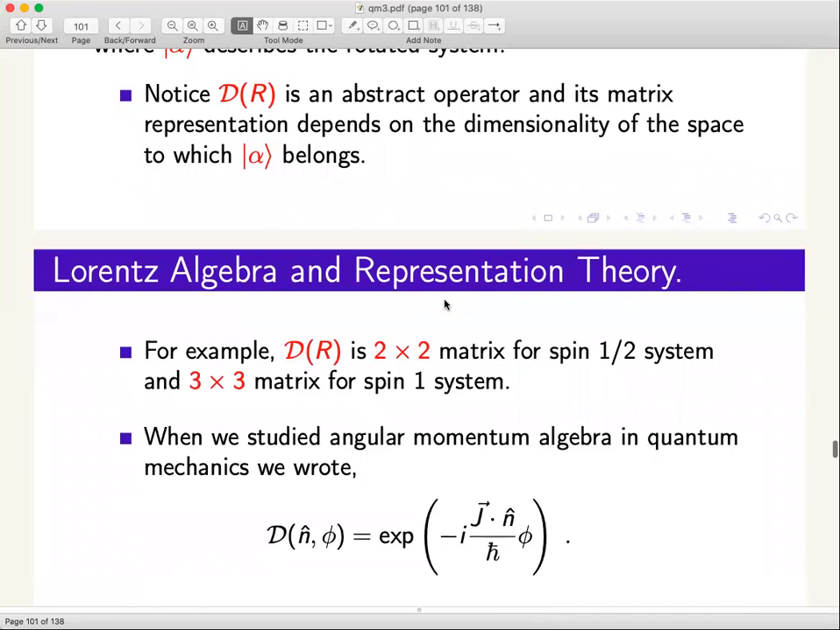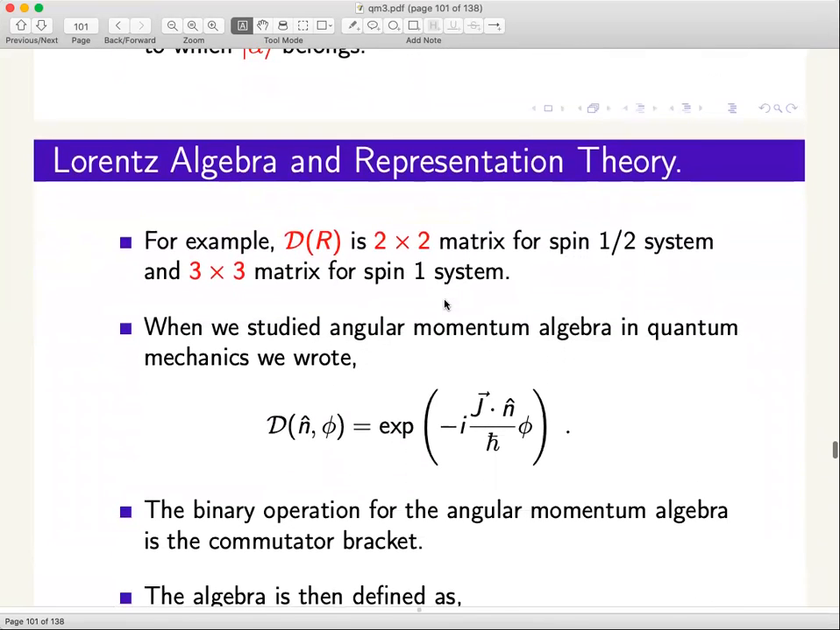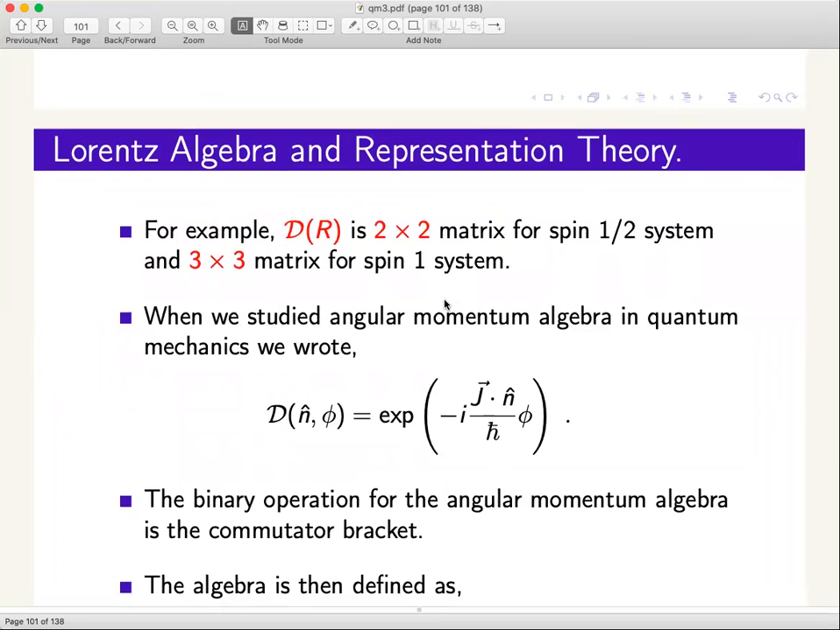Suppose you are looking at some simple system like a spin half system. A spin half system has only two states, up and down, which are eigenstates of the z component of the angular momentum. In that case, D of R acting on this system would be just a 2 by 2 matrix. If instead you want to look at D of R acting on a spin 1 system, then the spin 1 system has three projections, 1, 0, minus 1, and therefore D of R would be a 3 by 3 matrix. So that is how this representation would look.